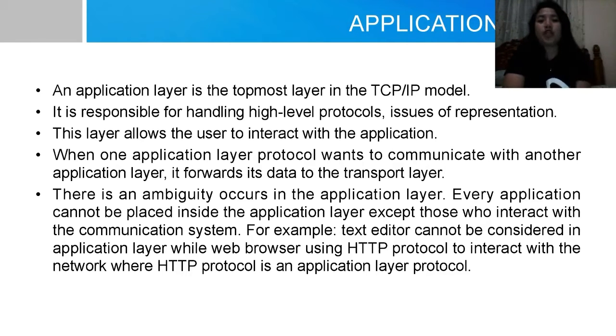The next one is the application layer. This is the topmost layer in the TCP/IP model. It is responsible for handling high-level protocols, issues of representation. This layer allows the user to interact with the application. When one application layer protocol wants to communicate with another application layer, it forwards its data to the transport layer. There is an ambiguity that occurs in the application layer. Every application cannot be placed inside the application layer except those who interact with the communication system.